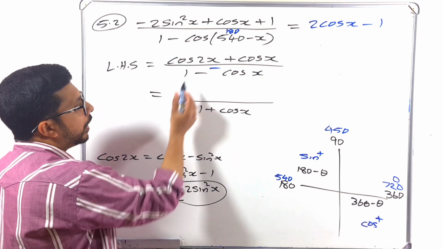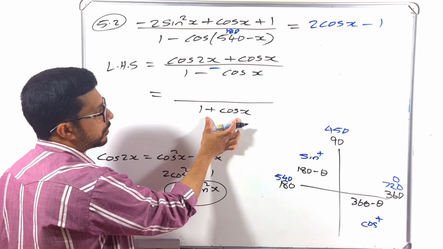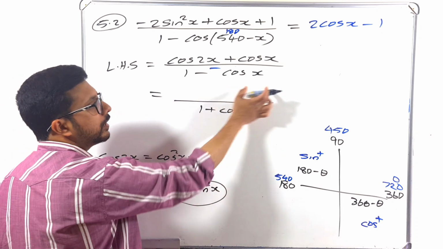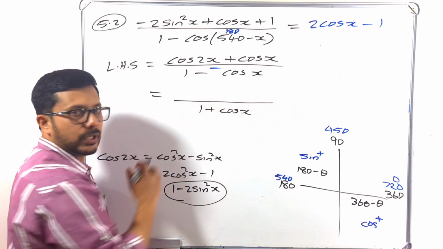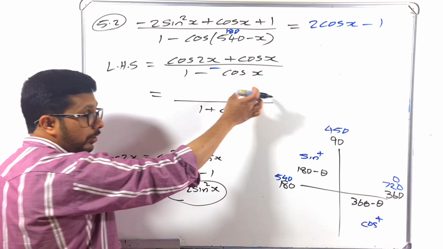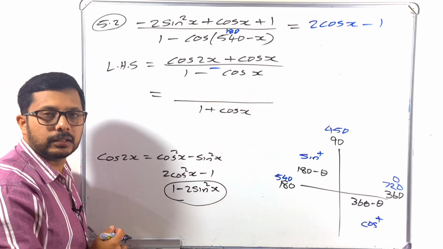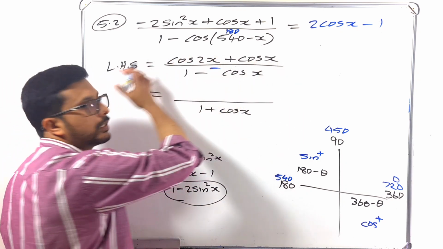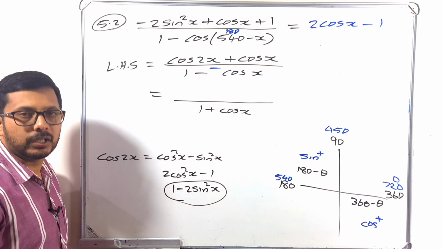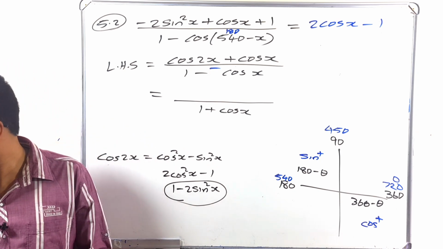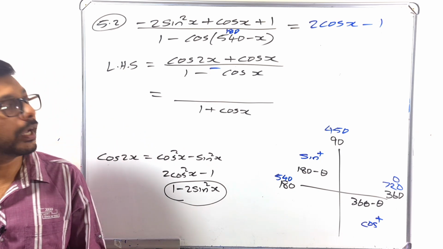So now I have a 1 plus cos x. If I get a 1 plus cos x in the numerator, then I can cancel that 1 plus cos x. If I want to get 1 plus cos x there, I am supposed to factorize this one. Is it not so? So now I'm thinking, how can I factorize that one?